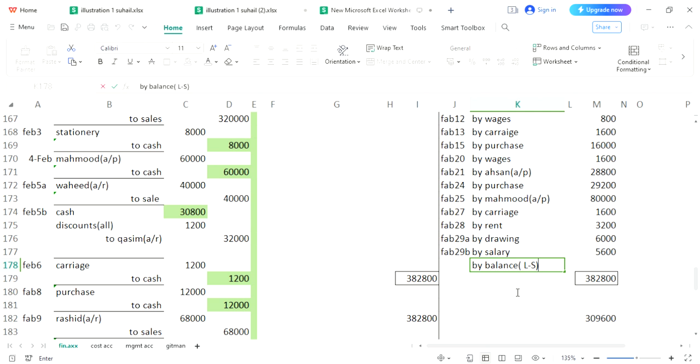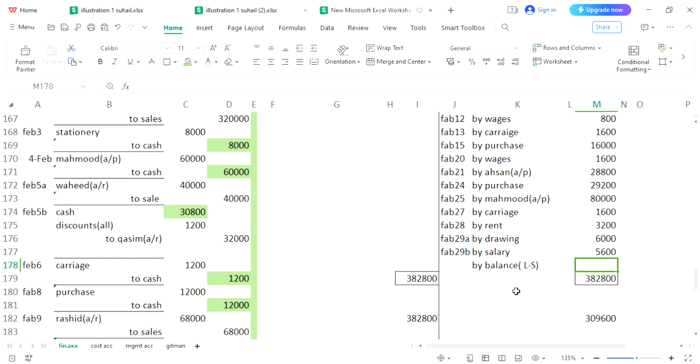How would it be calculated? By subtracting smaller total from the larger total. On calculator, what you will write? First you will write the larger sum and then you will subtract the smaller sum. Larger sum was 382,800, and then you will subtract the smaller sum which is 309,600. So what you have done, you have subtracted smaller sum from the larger sum. This way you will get the balance.